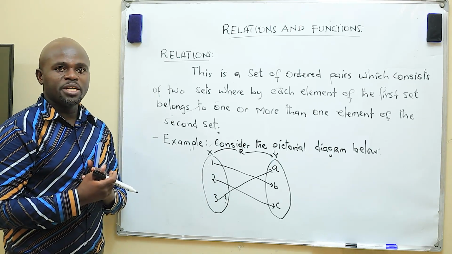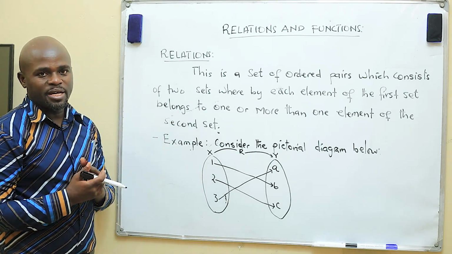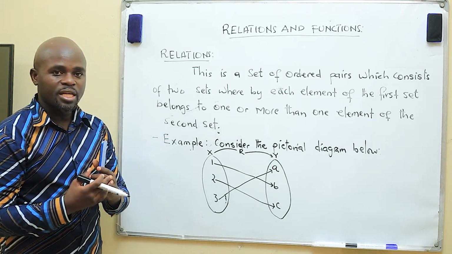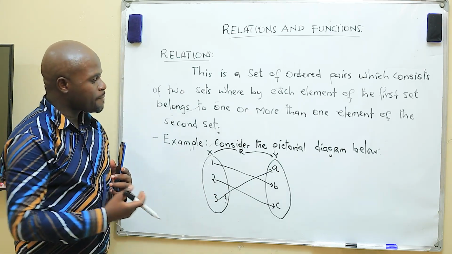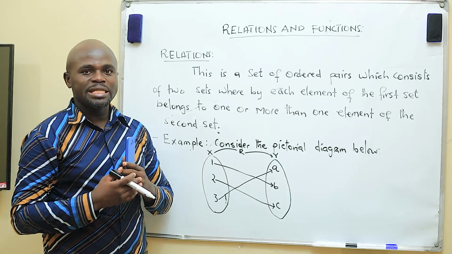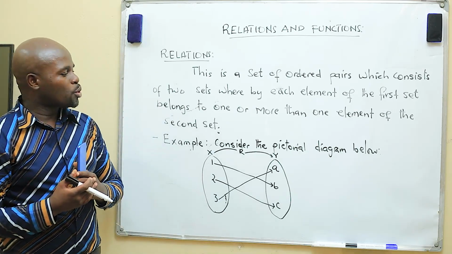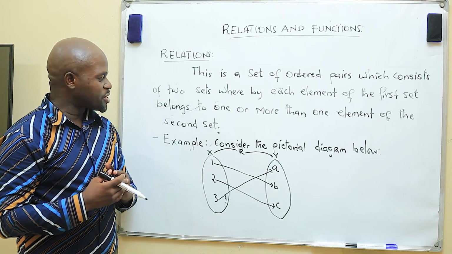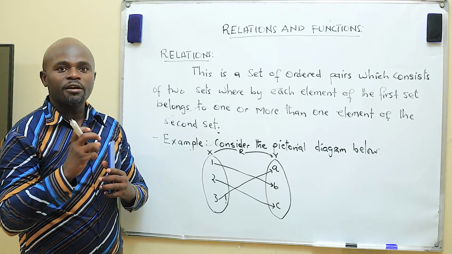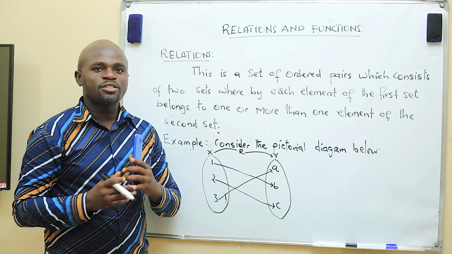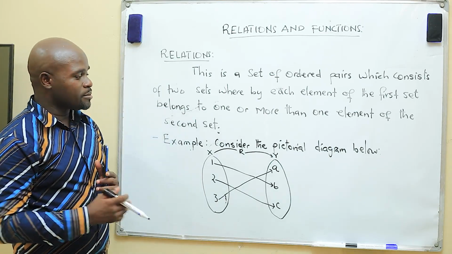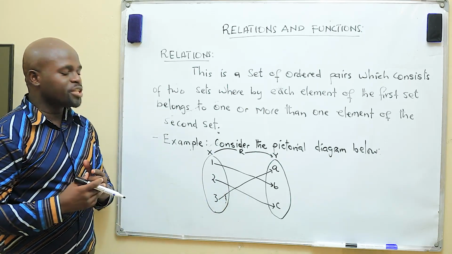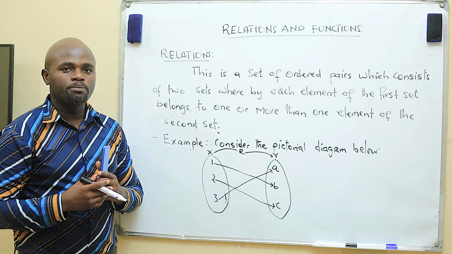The same relation can be represented in a set of ordered pairs, because sometimes the question may ask you to express the relation in either pictorial picture like this, or you have to represent a relation in terms of ordered pairs, or you have to represent a relation in terms of an equation, or you have to represent a relation in a graph. So we have varieties, we have different ways whereby we can use them to represent the same relation. So here, our relation have been represented in terms of pictorial picture.